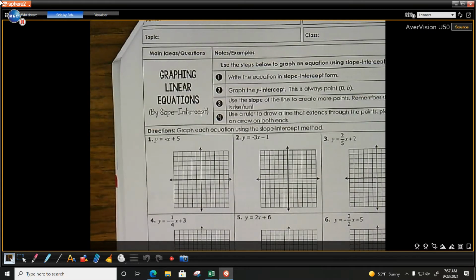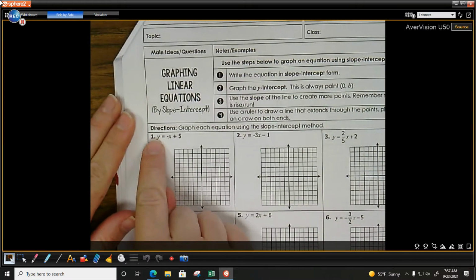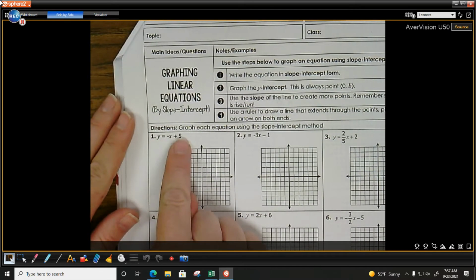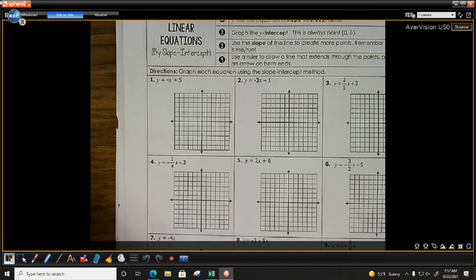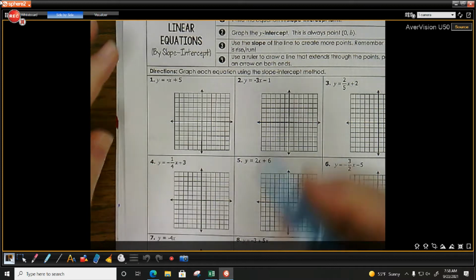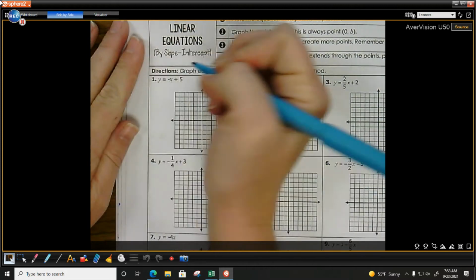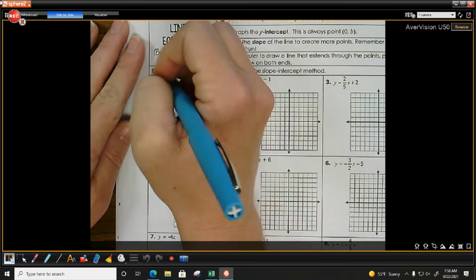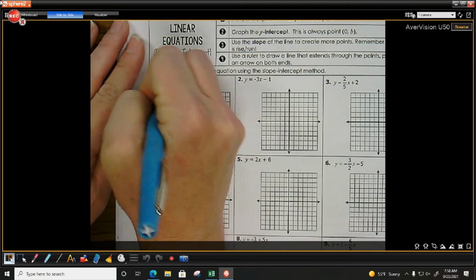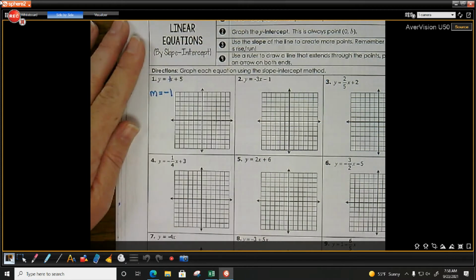So, our first thing, we need to make sure we're in the form y equals mx plus b. Are we in that form? Okay, so let's write out, what is my m? It's your x's coefficient. It's -1. So, m is -1.